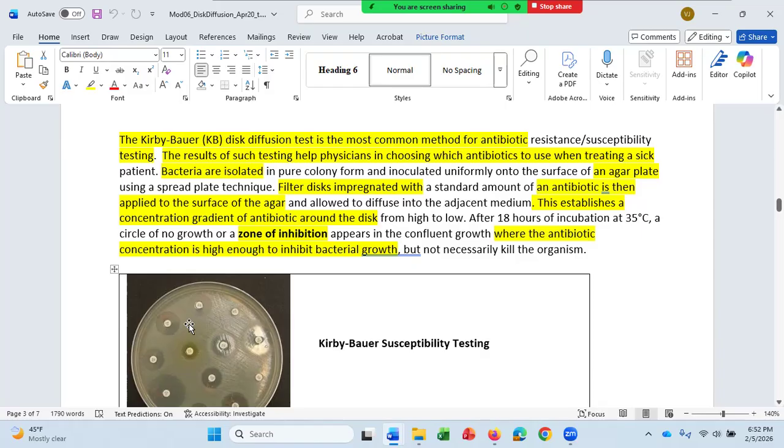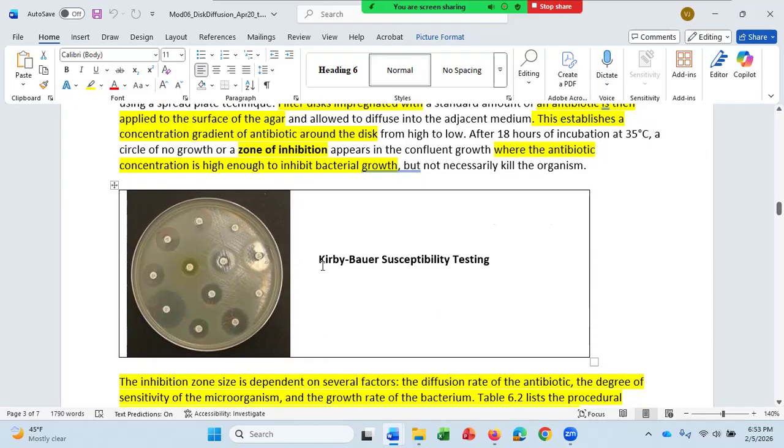bacteria on the plate. You have to put the antibiotic discs a certain distance apart from each other, and then you have to incubate the plate in the incubator after it has sat out no longer than 15 minutes at room temperature. You incubate it for 18 hours at 35 degrees C. Then you take the plate out and measure the zone of inhibition. If there's a zone of inhibition, the antibiotic concentration is high enough to inhibit bacterial growth, maybe even kill the bacteria, but at least inhibit it.